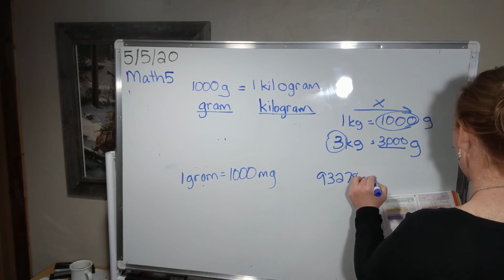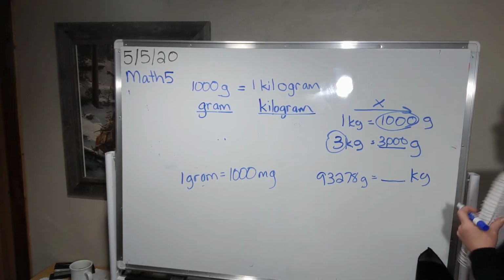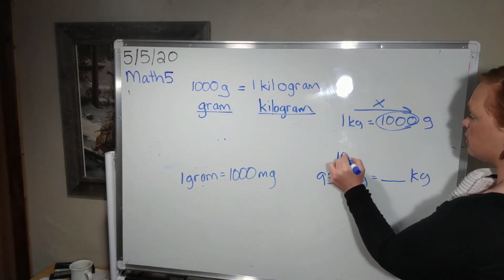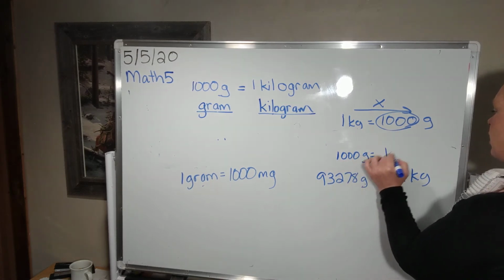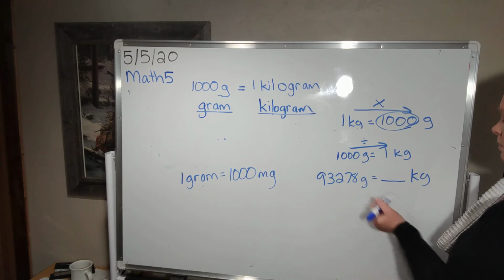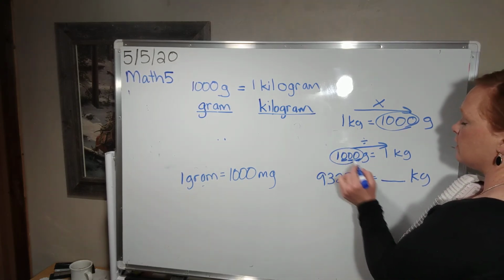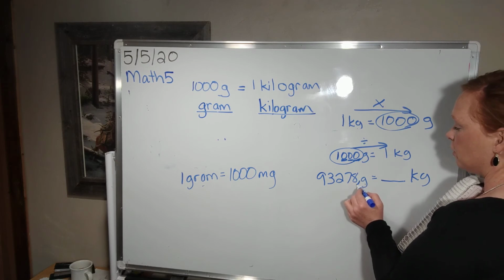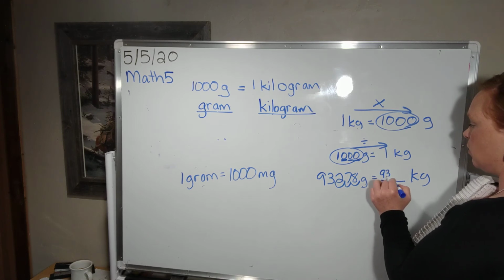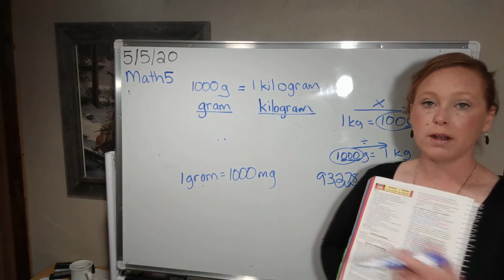93,278 grams equals how many kilograms? Okay? So I write what I know above it, which is that 1,000 grams equals 1 kilogram. My number's getting smaller, so I divide. Okay, so I'm going to divide by what? 1,000. I have 3 zeros, so I'm going to go to the left 3. 1, 2, 3. So my answer is 93.278. What else can I do?